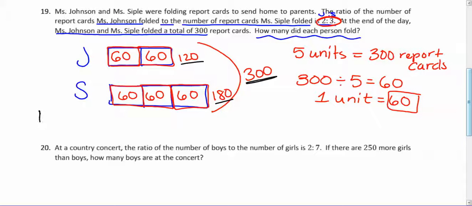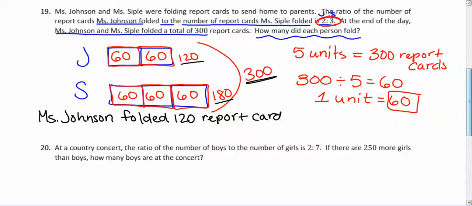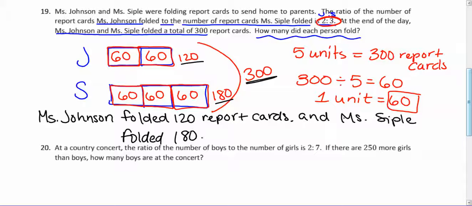So Miss Johnson folded 120 report cards and Miss Seipel folded 180. Right, so we are going to move on to what the homework is tonight.